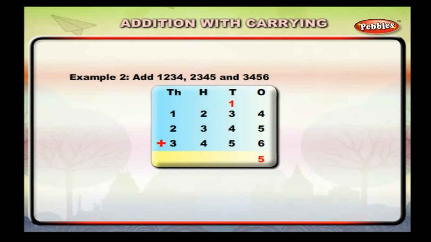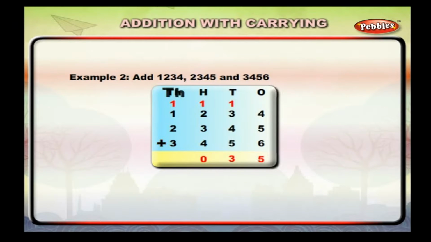Add tens column. 3 plus 4 plus 5 plus 1 carry over number is equal to 13. Write 3 below the tens column and carry over 1 to the hundreds column. Add hundreds column. 2 plus 3 plus 4 plus 1 carry over number, we get 10. Write 0 in the hundreds column and carry over 1 to the thousands column.